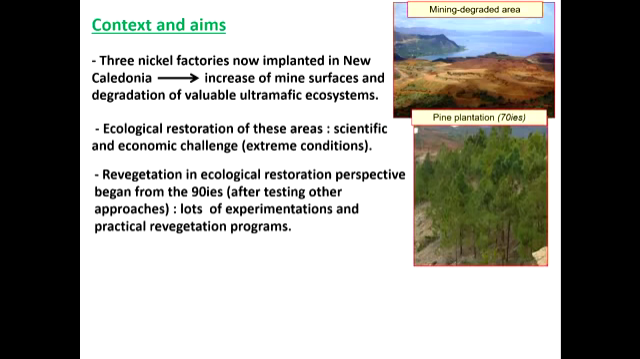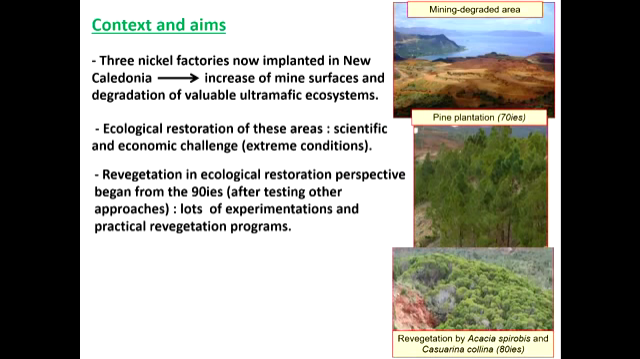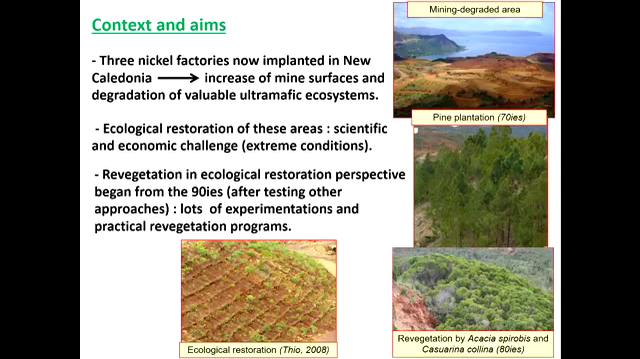And after having tested other approaches like pine plantations and use of gregarious species like Acacia spirorbis, the rehabilitation in ecological restoration perspective began in the 90s with lots of experimentations and practical revegetation programs. We have here an example.